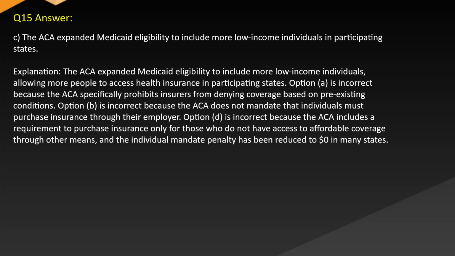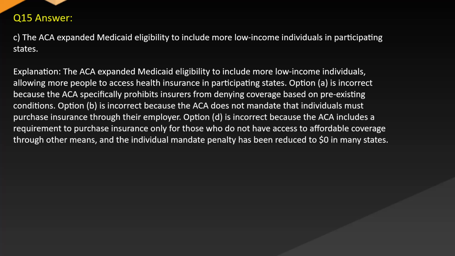Answer. C. The ACA expanded Medicaid eligibility to include more low-income individuals in participating states. Explanation. The ACA expanded Medicaid eligibility to include more low-income individuals, allowing more people to access health insurance in participating states. Option A is incorrect because the ACA specifically prohibits insurers from denying coverage based on pre-existing conditions. Option B is incorrect because the ACA does not mandate that individuals must purchase insurance through their employer.